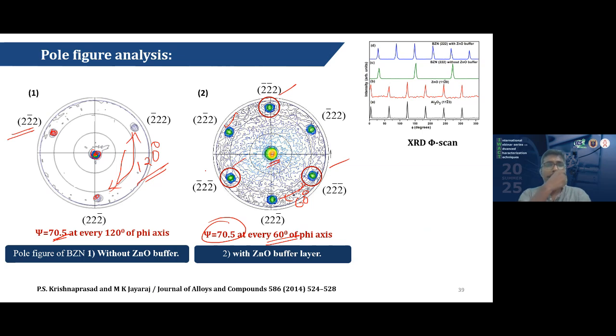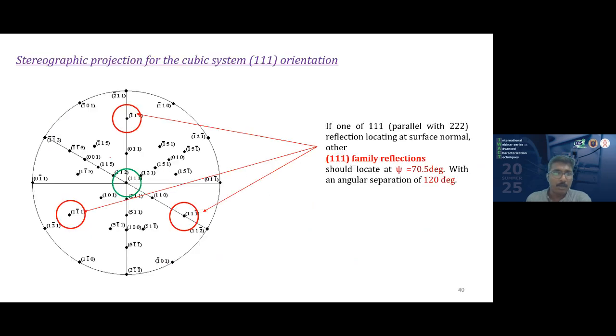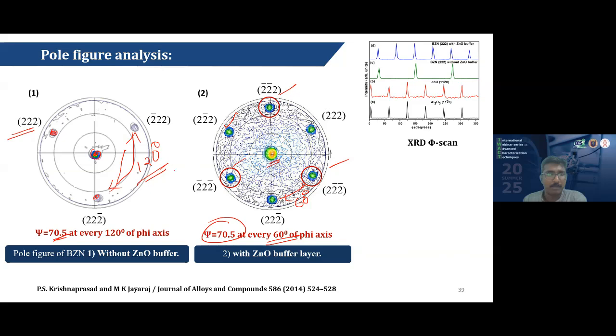So what does this signify? From where do these additional peaks come? And what structural information can we get from these additional poles? These additional poles can give some additional information regarding the structural orientation of the BZN thin film on the zinc oxide buffer layer. As we have discussed earlier, for a 111 oriented film, the pole figure corresponding to 111 will give only 3 poles at psi equal to 70 degree with 120 degree separation, as in the first figure.